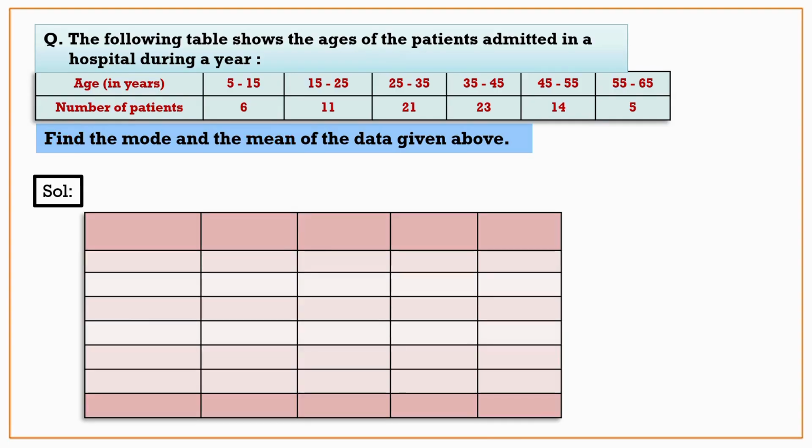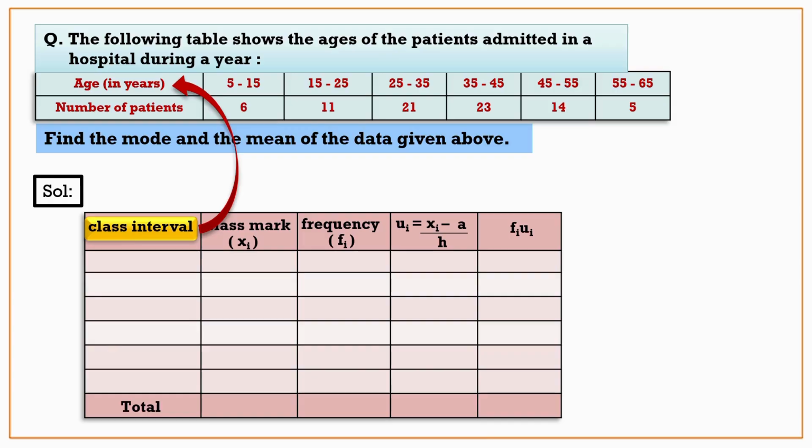Now we need to find the mean as well. Okay. So let's draw the table. I hope you remember how to find the mean value. If you haven't watched the previous videos, then please watch them. Then you will be able to solve the mean value as well. So here we are going to use the step deviation method.